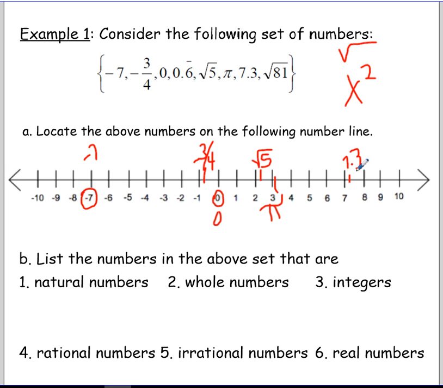And then the square root of 81. Again, the square root means what number times itself gives you 81 as an answer. 9 times 9 is 81. So the square root of 81 is the same as 9, just written a different way. And if you weren't sure about that, you could use your calculator to help you find that. And so our square root of 81 is right here with our 9.